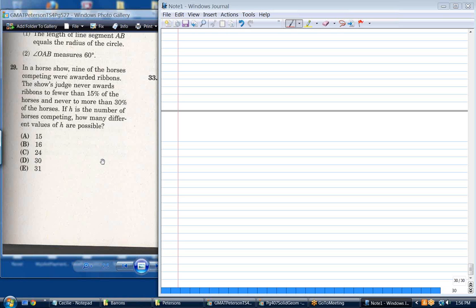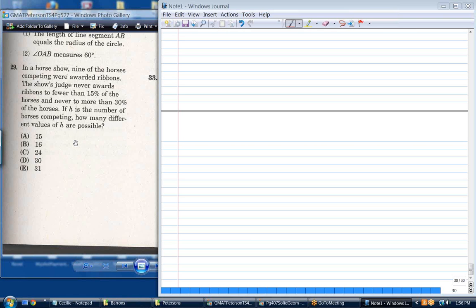In a horse show, 9 of the horses competing were awarded ribbons. The show's judge never awards ribbons to fewer than 15% of the horses, and never to more than 30% of the horses. If H is the number of horses competing, how many different values of H are possible?